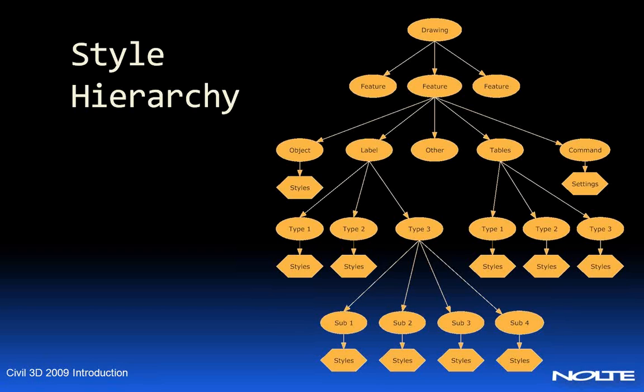I don't show it in this flow chart, but a style itself can have sub-styles or children styles that inherit properties from the parent style. Okay, so this kind of works our way down.